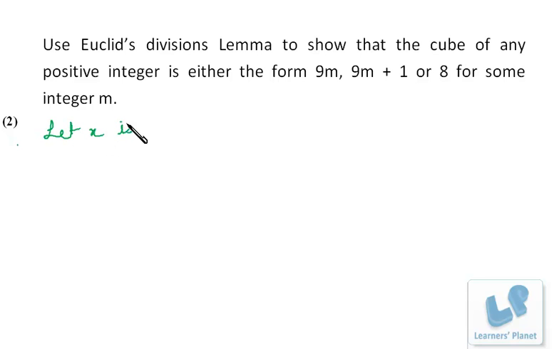Let x be a positive integer. Now we know that any integer is of the form 3q, 3q plus 1, or 3q plus 2. That means any integer is either a multiple of 3, or it leaves remainder 1 when divided by 3, or it leaves remainder 2 when divided by 3. So every positive integer is of the form 3q, 3q plus 1, or 3q plus 2.